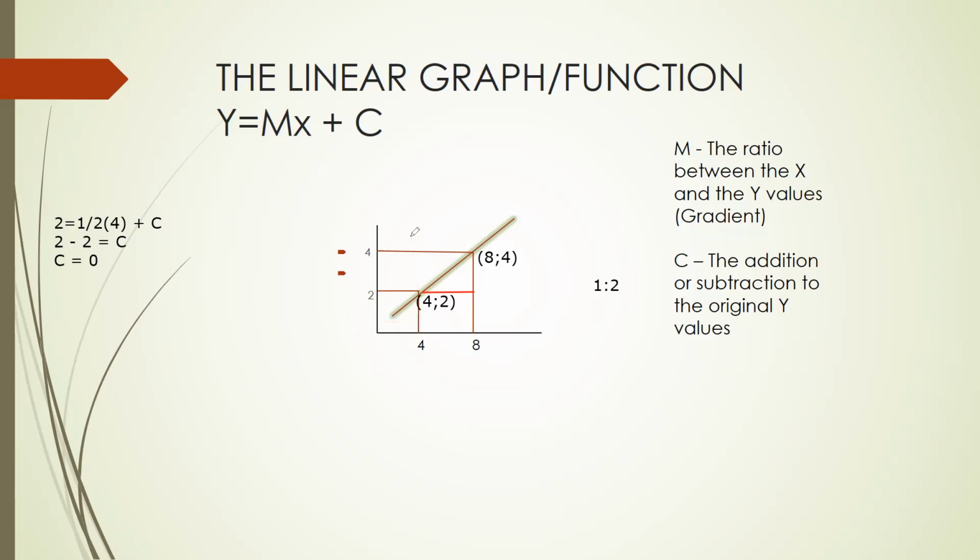This is where gradient comes from. Gradient is the ratio between the x and the y values. That's what you call gradient. Gradient is the one that tells us how steep the slope is, how steep it is, or how gentle it is. In geography, they will say it's a gentle slope.